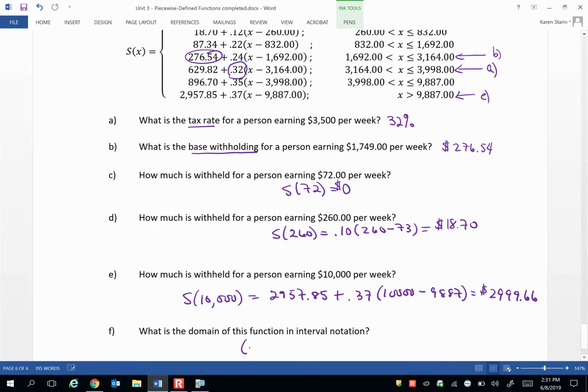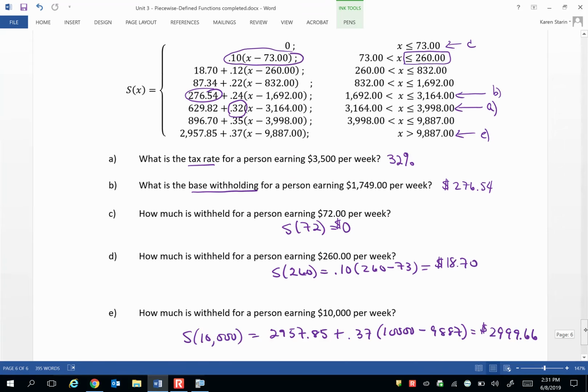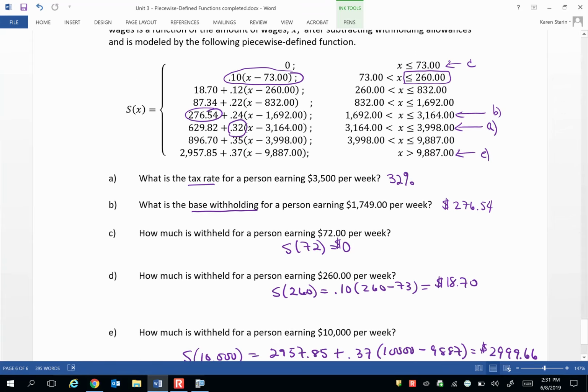So what is the domain of this function in interval notation? Well, for the model, it's actually negative infinity to infinity. In reality, probably nobody can earn less than $0. So it would also probably be acceptable to say from 0 to infinity.